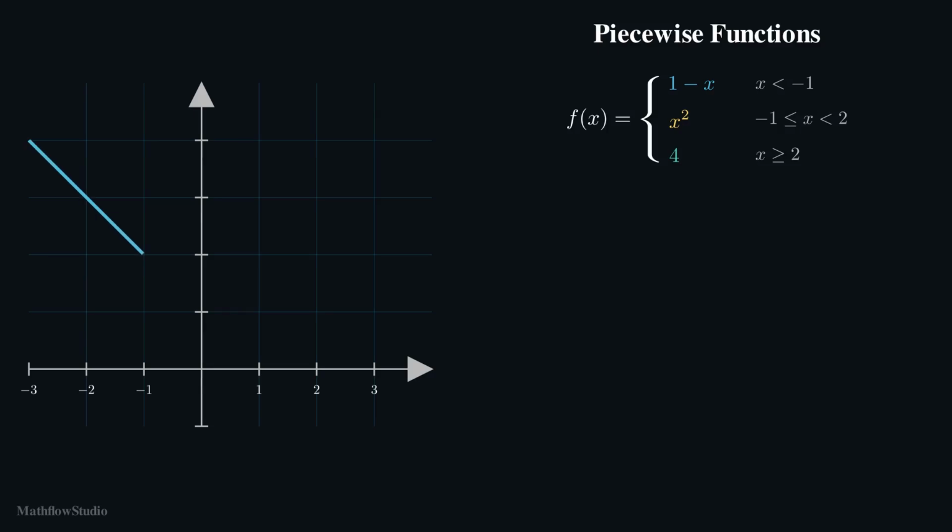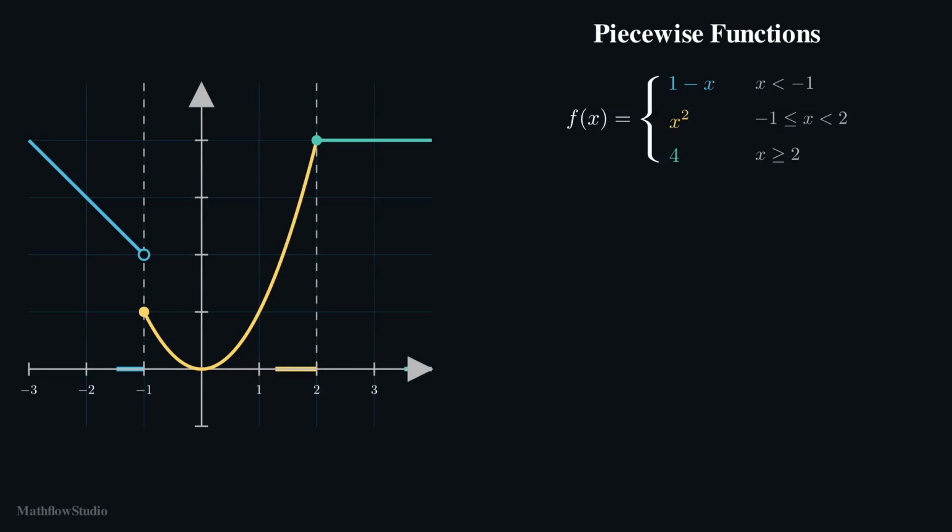To the left of -1, the rule is 1 minus x, and it draws a falling straight line. From -1 up to 2, the rule changes to x squared, so that stretch is a parabola. And from 2 onward, the value simply stays at 4. The dashed lines mark the seams, the 2 places where one rule hands over to the next.